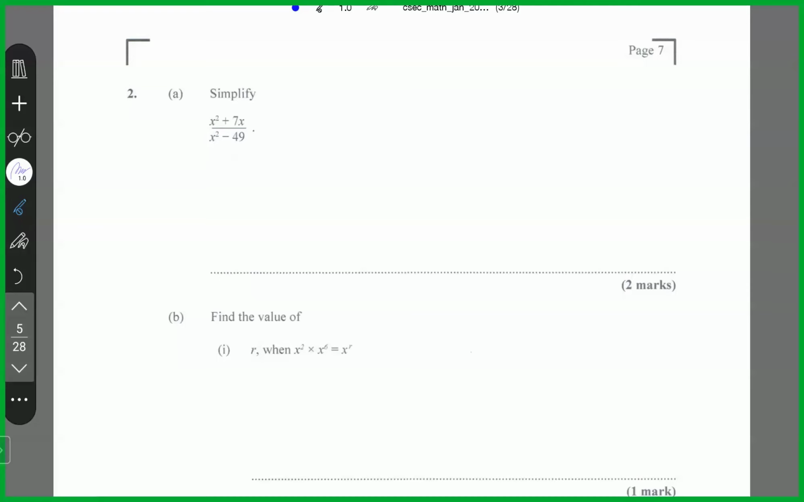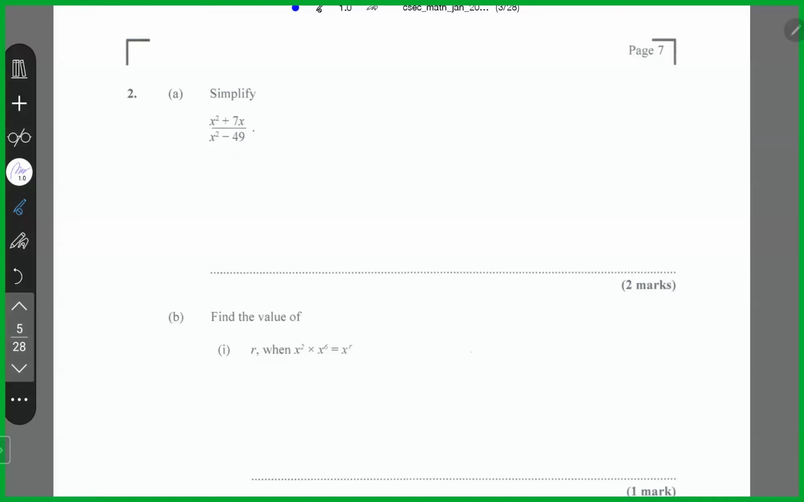All right, question number 2. Question number 2A says simplify x squared plus 7x over x squared minus 49. I think we did a question like this recently, and this is what I said to you.